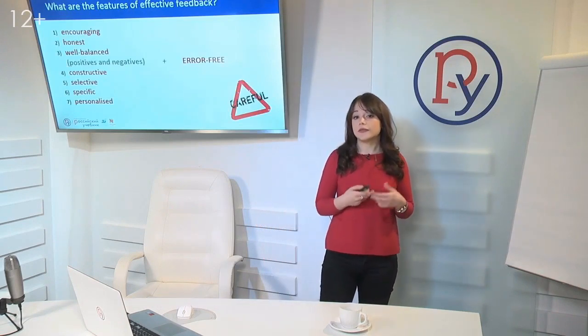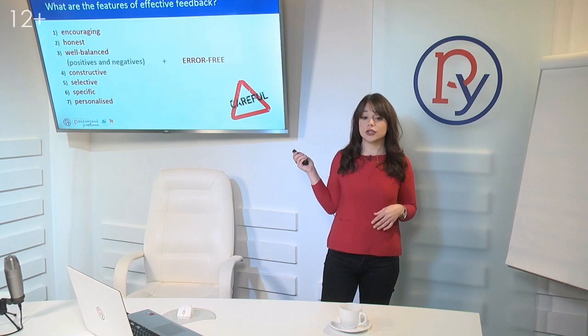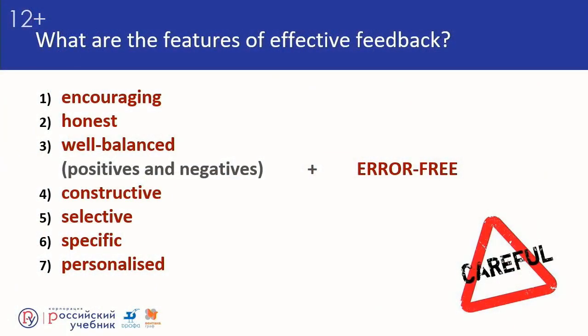So, the first feature of effective feedback that we talked about is that it should be encouraging. This is one of the most important functions of the feedback that we give to our learners. It should not be demotivating. And how do we make sure that our feedback is encouraging?